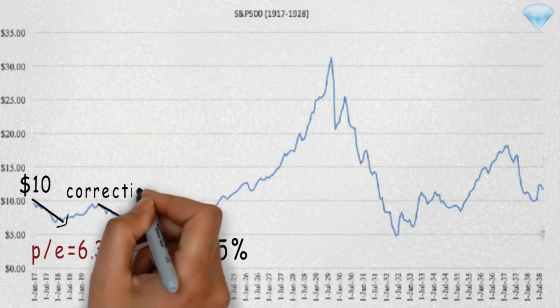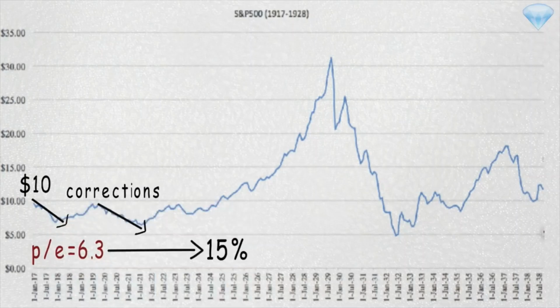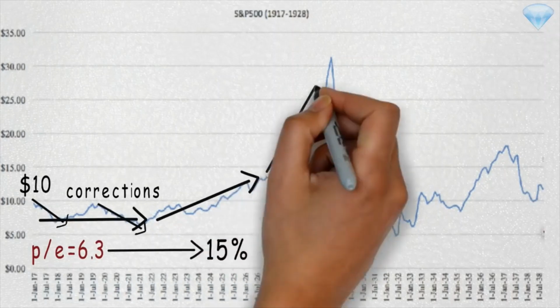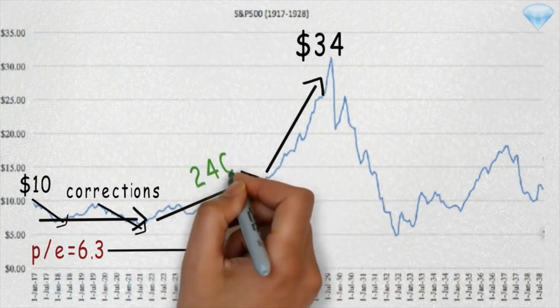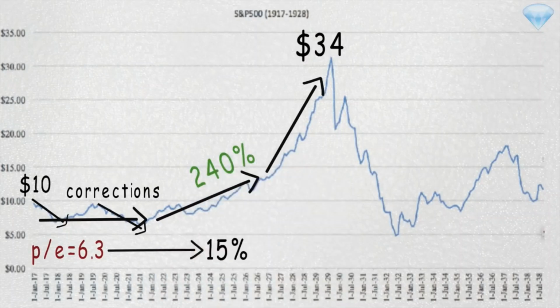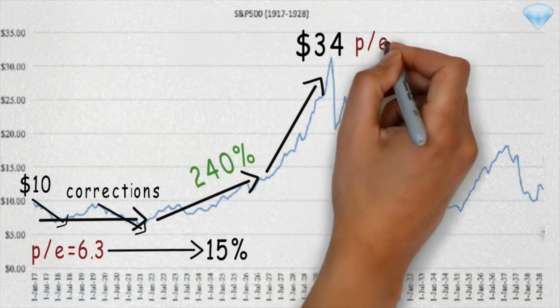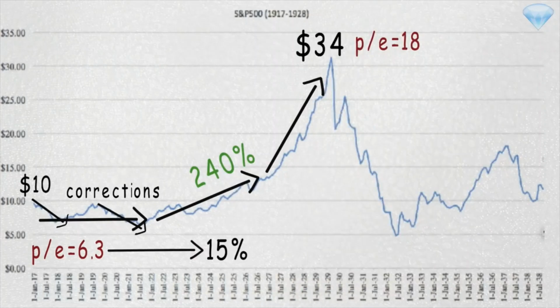Those are called corrections. From 1917 until 1929, the market increased from a low of $10 to $34. That would be a 240% increase. The PE ratio also increased, unsurprisingly, from 6.3 to 18, but it made the market quite expensive and it would reduce your earning yields.